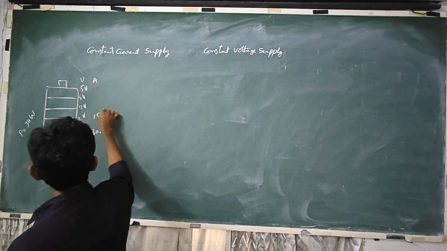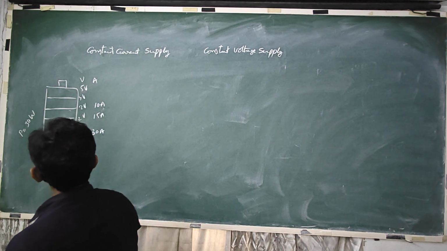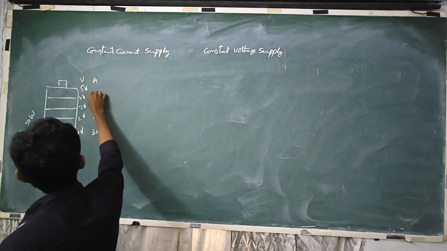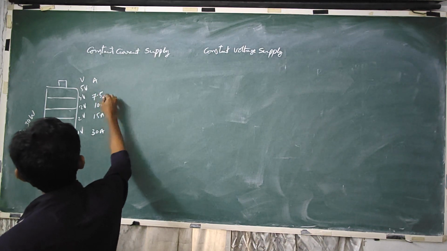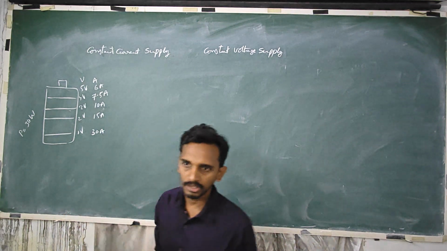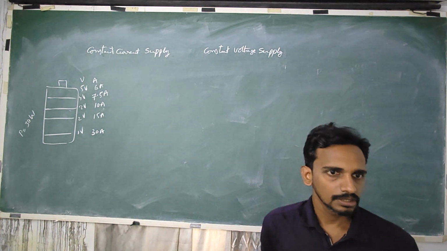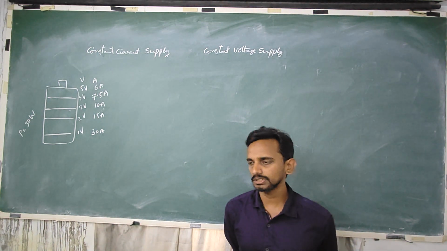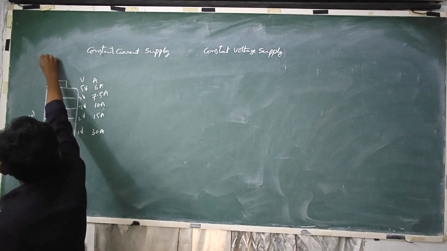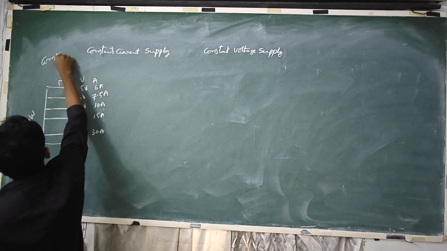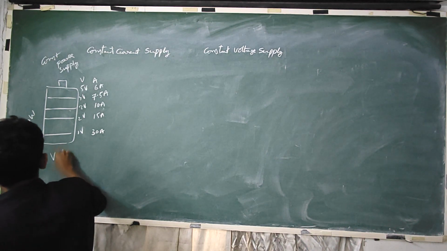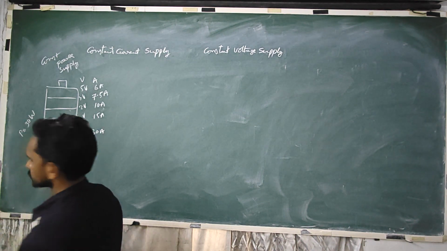Here it is 15 amperes, 10 amperes, 7.5 amperes, 6 amperes. So like that. When you rise the voltage, current reduces. This is what the case with constant power supply. So in constant power supply, when you rise the voltage, current drops.